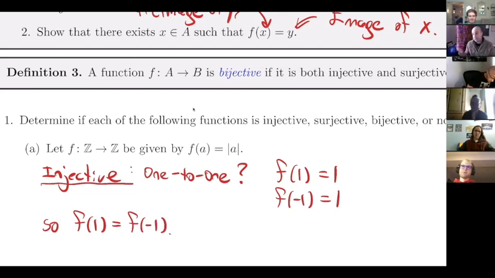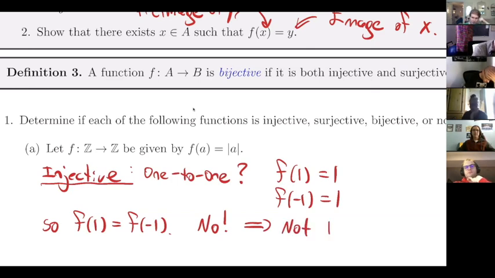Right, so that's basically a contradiction there, right? If it's injective, we can't have two different inputs that give me the same output. But let me just say, just because you're not injective doesn't imply that you're not surjective. These are different properties. So it's not one-to-one, which right away tells us that it's not going to be bijective.